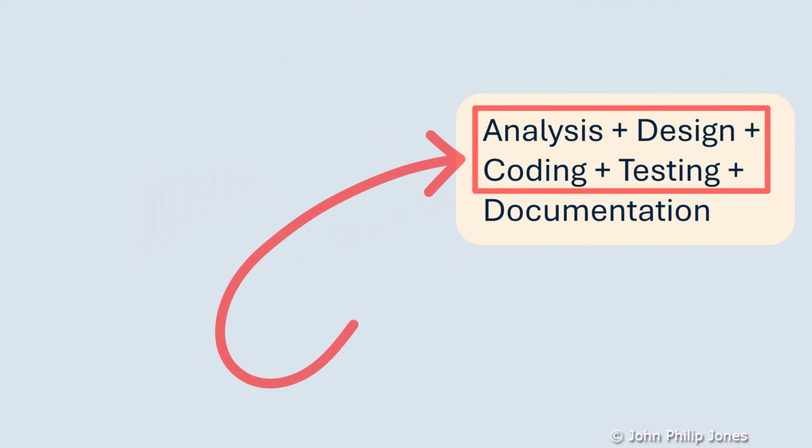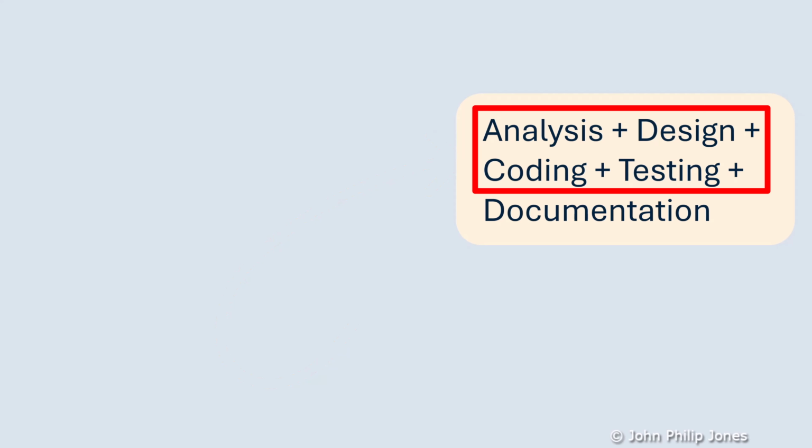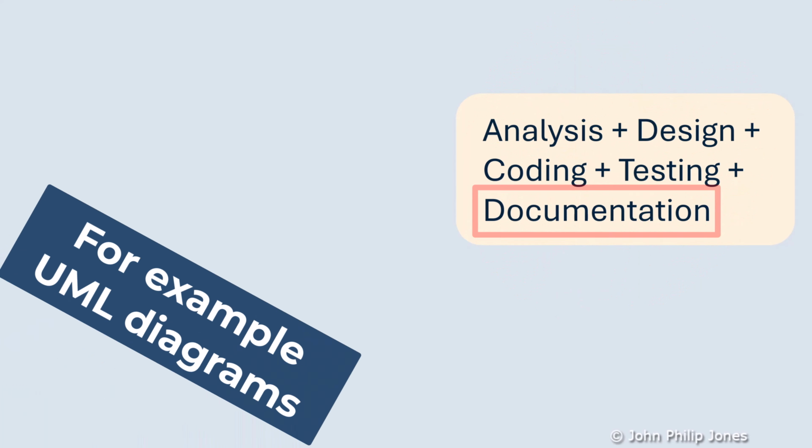Let's consider the cost of developing a software system. We will know that these are some of the phases of the software lifecycle that we need to go through when developing a software system. That is analysis, design, coding, testing. And all of these phases will be supported by appropriate documentation.